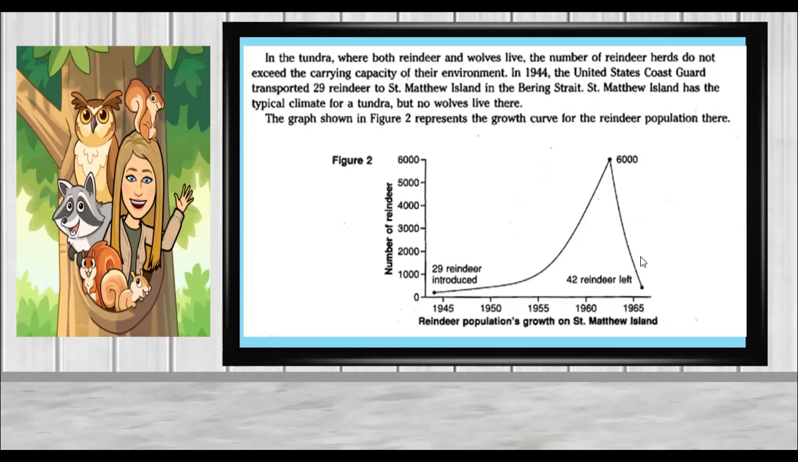It said 42 reindeer were left, and they probably had to go in and create a hunting season. An environmental factor that may have happened could have been that they had really exceeded the plant life that was there, which meant that they weren't able to get enough food. There weren't enough resources on St. Matthew Island for this large, massive population that increased so quickly. So the reindeer population took a huge decrease because they ran out of a needed resource, I'm guessing, food.